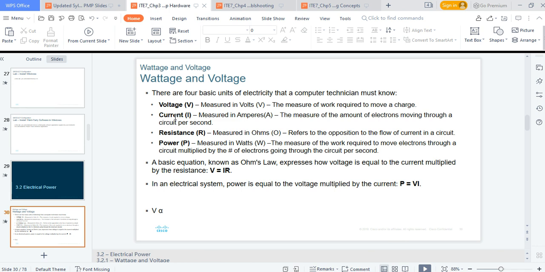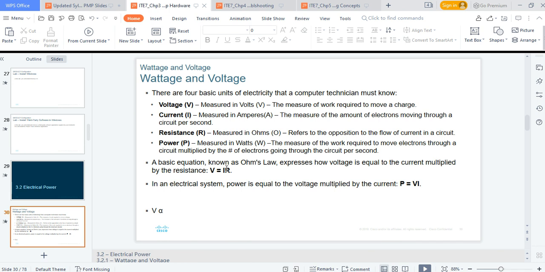Then of course power, which is in watts, is a measure of work required to move electrons through a circuit multiplied by the number of electrons going through a circuit per second. Put it very simply, this is watt. And watt is power. And what is power? I times V. Very simple. In an electrical system, power is equal to the voltage multiplied by the current. And that's what we call Ohm's law.